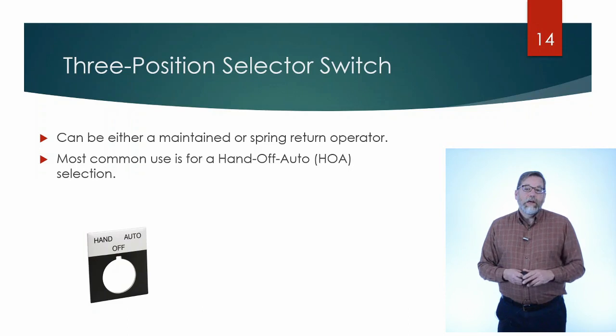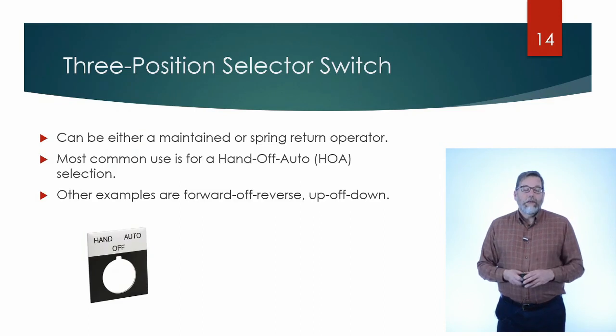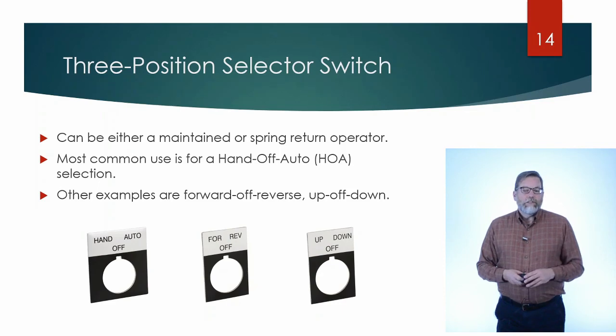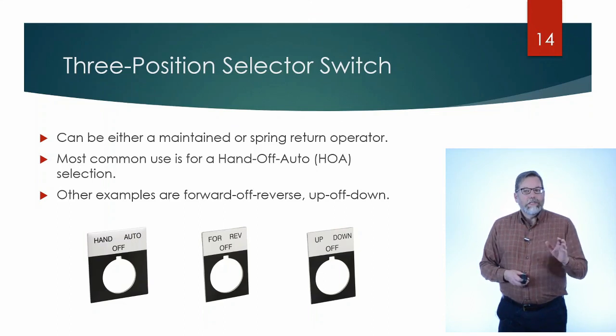So if it's in the left selection, we will be in the hand mode. If it's in the center position, it'll be off, and if we're in the right selection, we'll be in the auto mode. Some other options that you could use a three-position selector switch for is forward off reverse or up off down, and I have a couple legend plates for those as well. But you know, the sky's the limit on what you can use this for. We just need to understand some basic functions and what we would actually use this for.